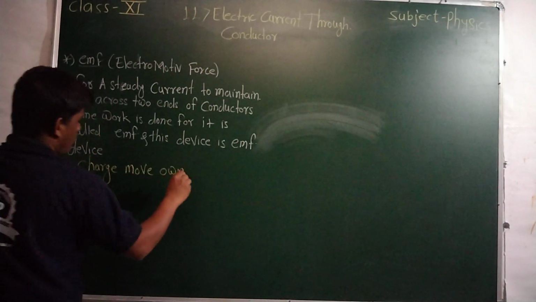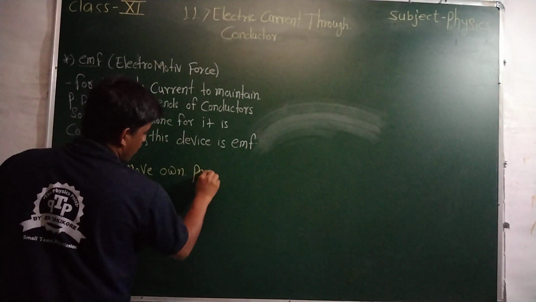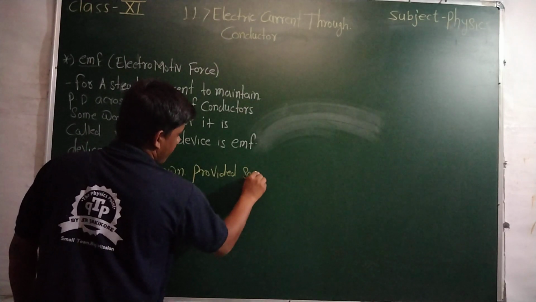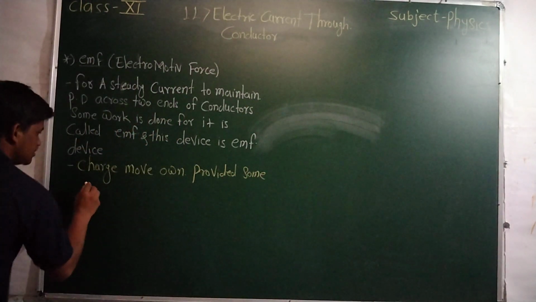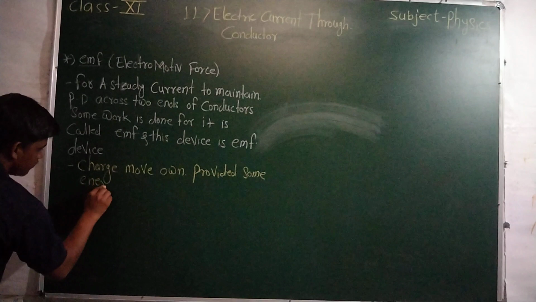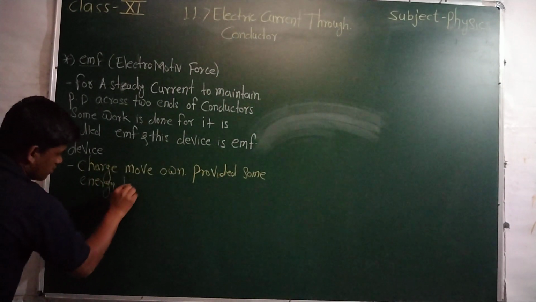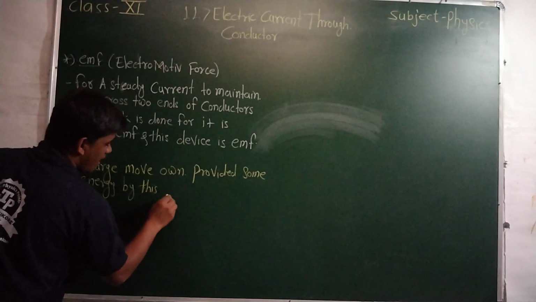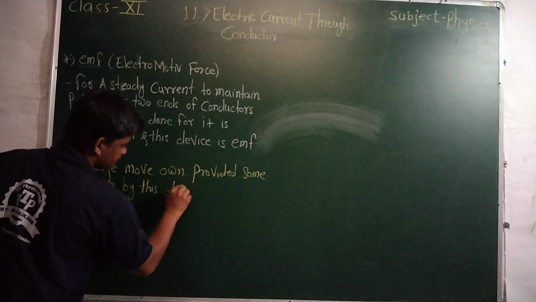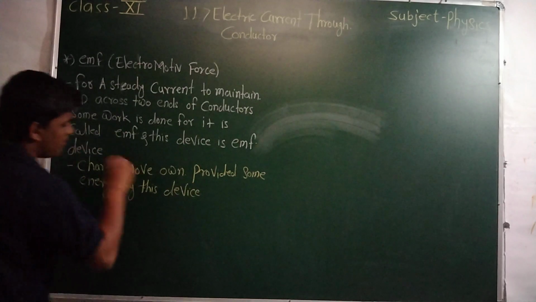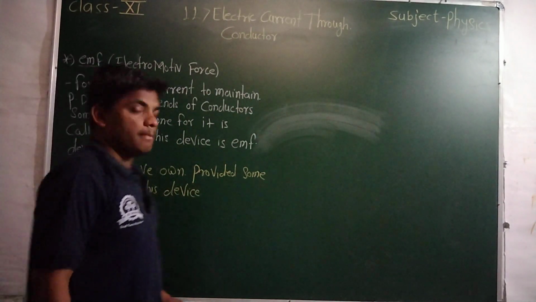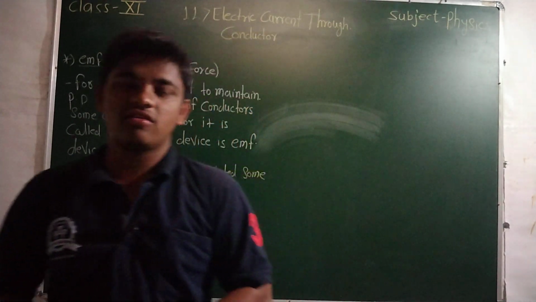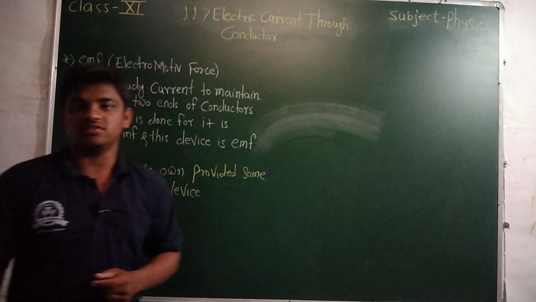Charges move on, provided some energy by this device, by the EMF device. Examples of EMF devices are the battery, power cell, solar cells, fuel cells, and also generators.